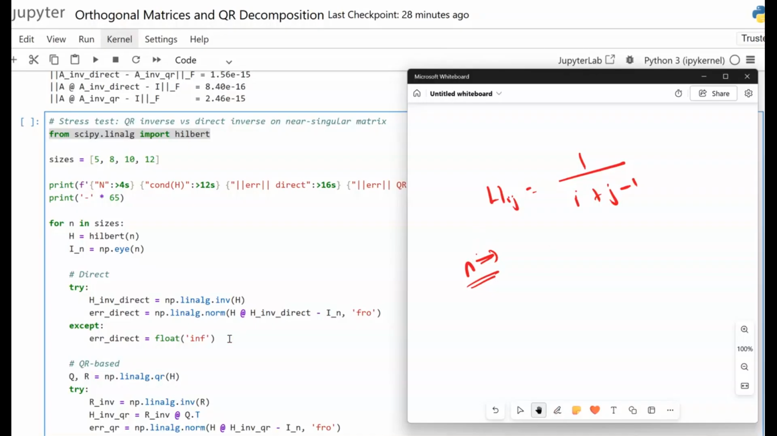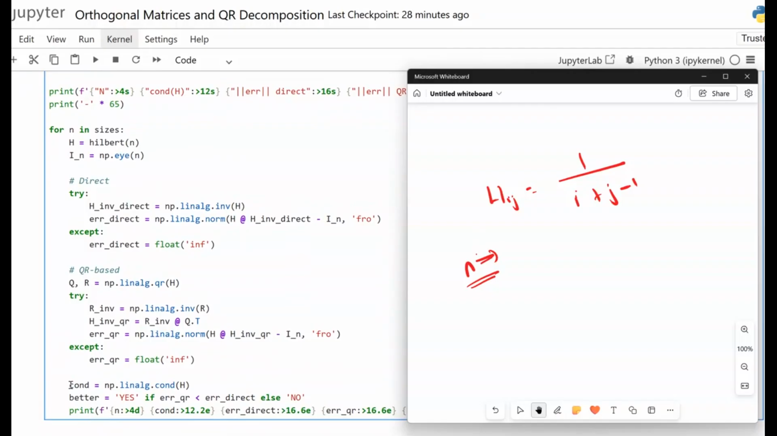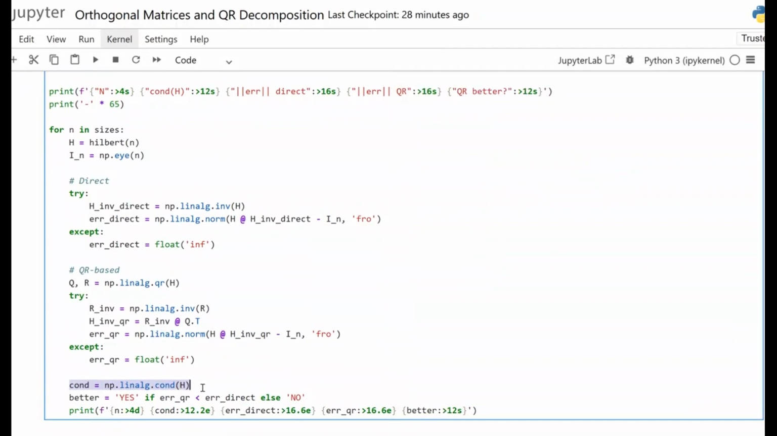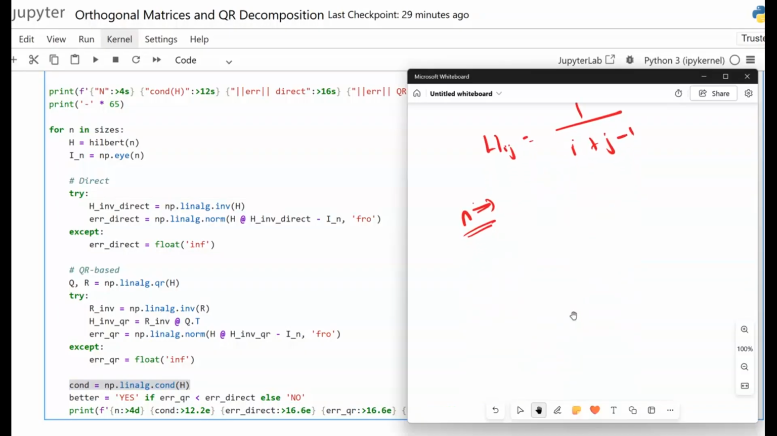And dear friends, kindly just observe this line, that is the condition number. So this measures sensitivity to perturbation, which is specified mathematically as k of H, which is equal to the norm of H multiplied by the norm of H inverse. And here the interpretation, of course, if we have exactly k, it just means 10 to the power of k, up to k digits of precision can be lost.